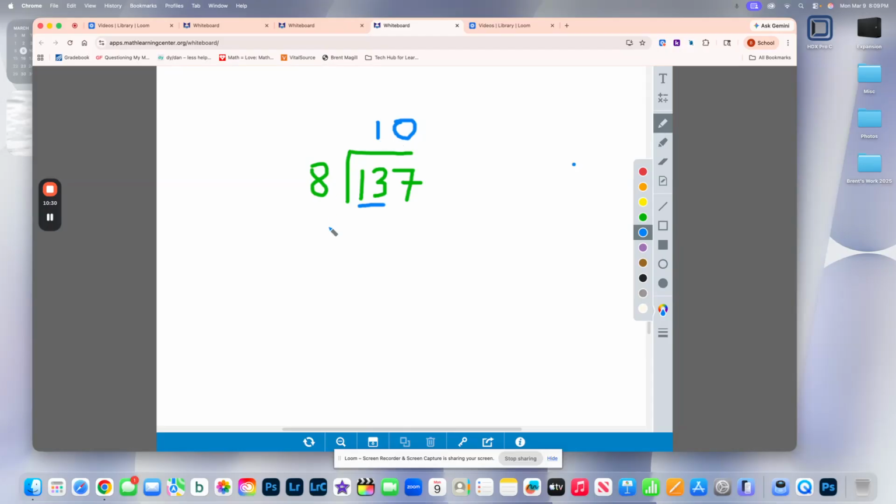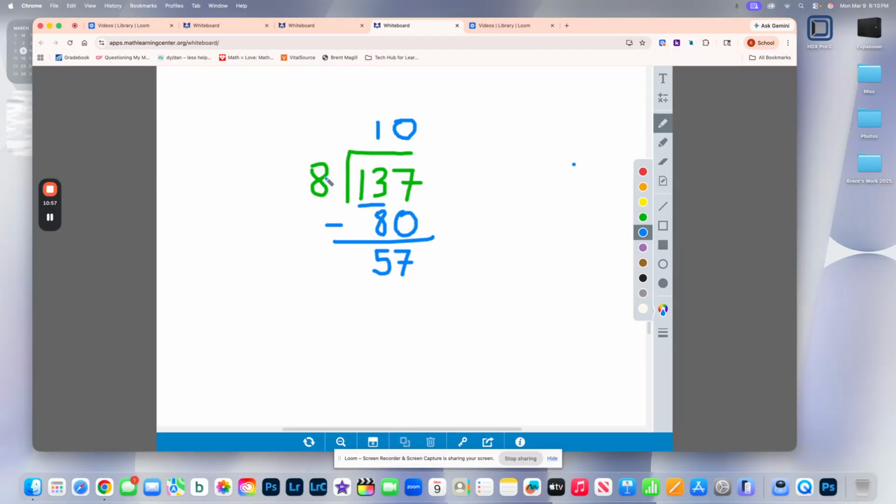So 10 for each person, that's 10 times 8, would be 80. So write 80 down here. And now I can subtract. When I subtract, I can regroup or ungroup the numbers so I can subtract. But this one I can do in my head. I know it's 57.